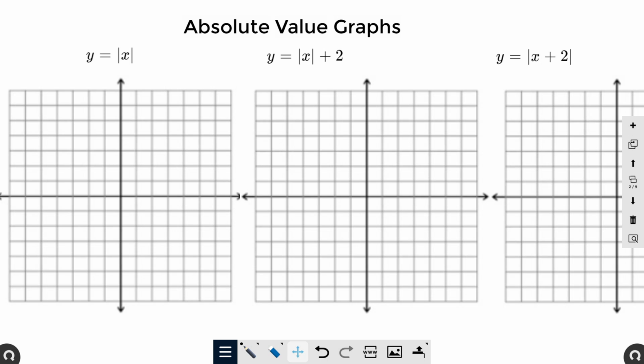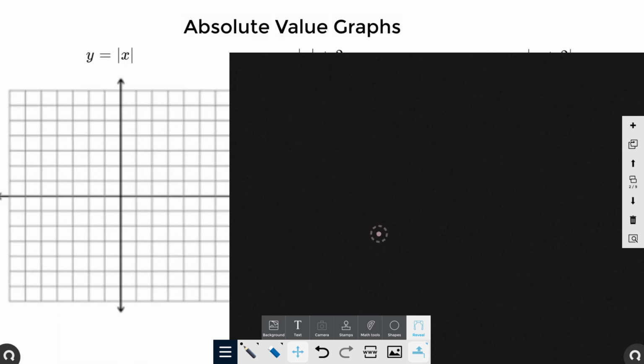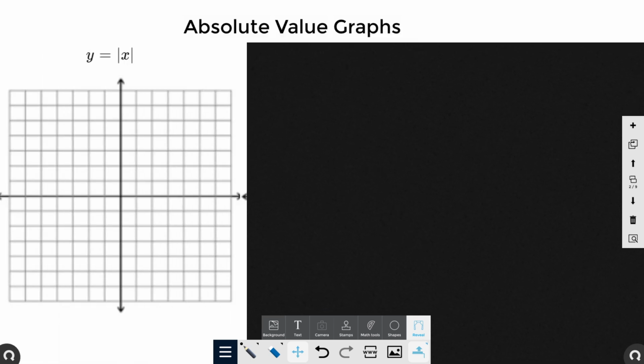Okay, so today's materials: graph paper, notebook paper, pencil, and calculator. We are going to graph absolute value functions. So if you want to just write down your title, you can start on your graph paper with this. And we're going to graph just one at a time.